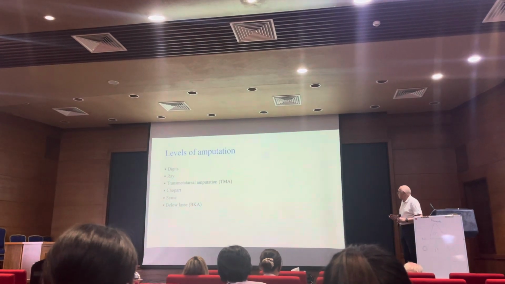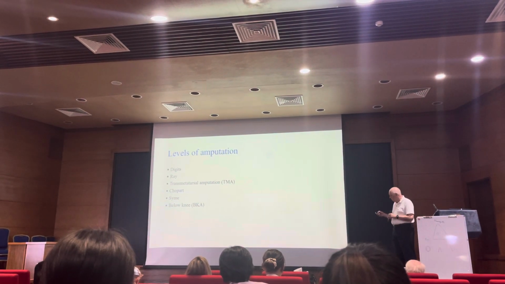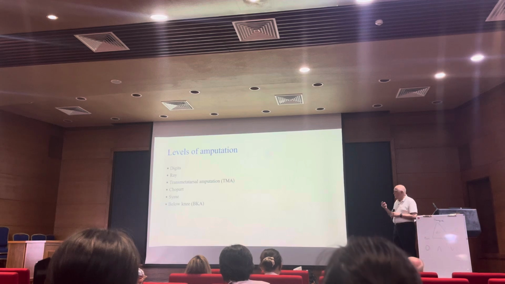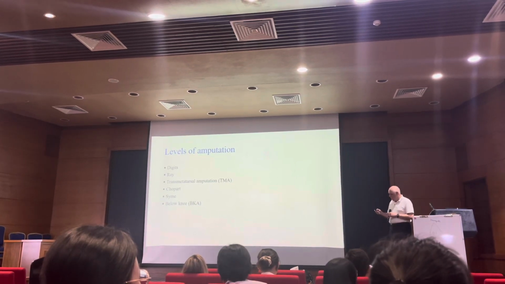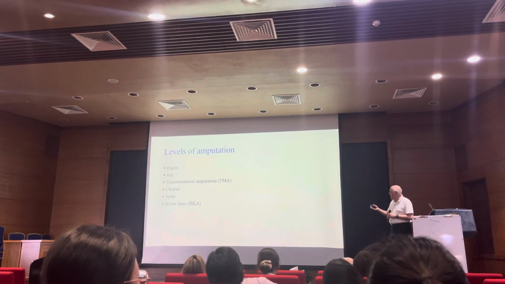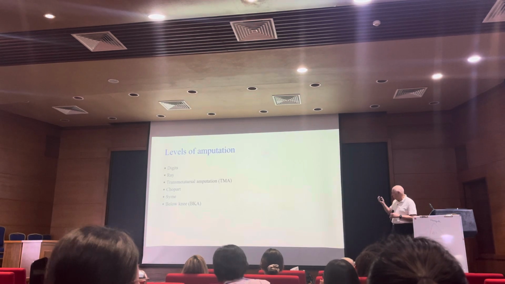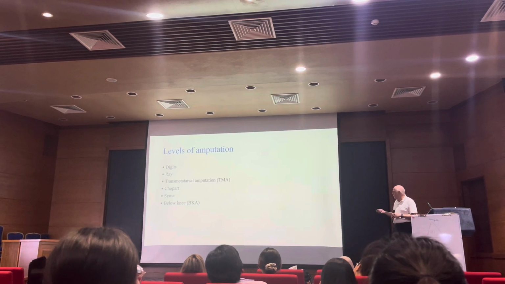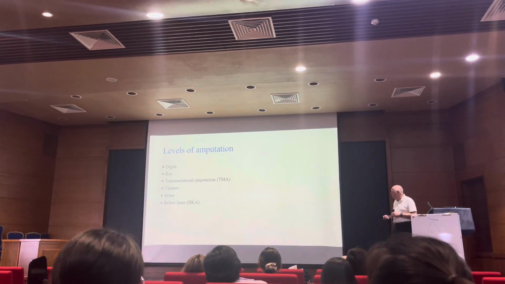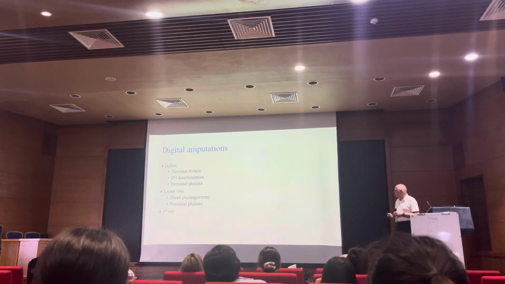So levels of amputation: you can amputate at the toes, the ray, which is the toe plus the metatarsal, transmetatarsal, and then there are Chopart and Syme amputations and below knee, which I will not talk about because I don't do below the knees. That's Dr. Campbell. And we really don't do Choparts or Symes at all.